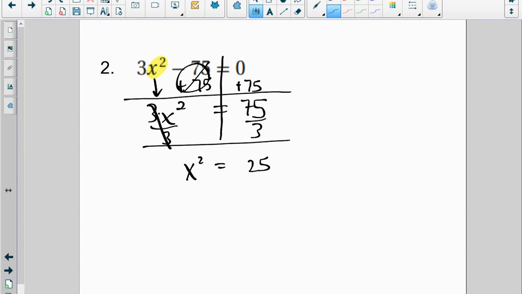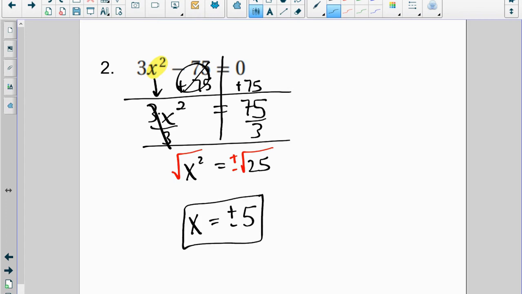So now I've got the part that's squared by itself. It's time to square root both sides and remember the plus minus symbol. Well, the square root of x squared is just x. And we have plus or minus, positive or negative, the square root of 25. So what number times itself is 25? Well, that's going to be 5. That's a perfect square. So we get x equals positive or negative 5, which means that x can equal 5 or x can equal negative 5.